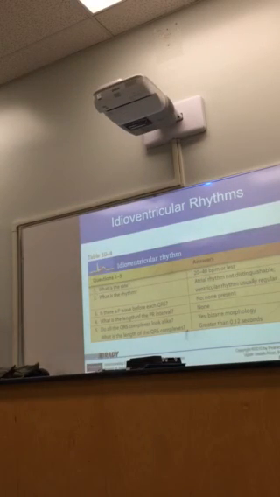So, idioventricular rhythm, the 5 questions we ask. The rate is going to be 20 to 40 or less. The rhythm is going to be, atrial, not distinguishable.